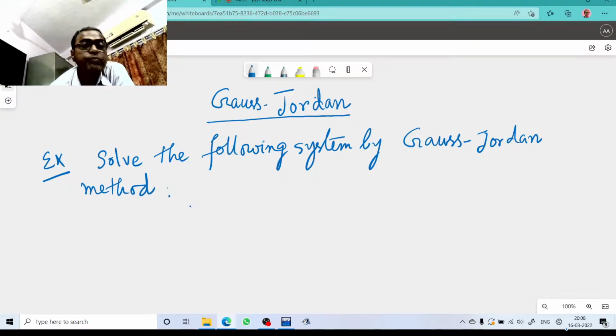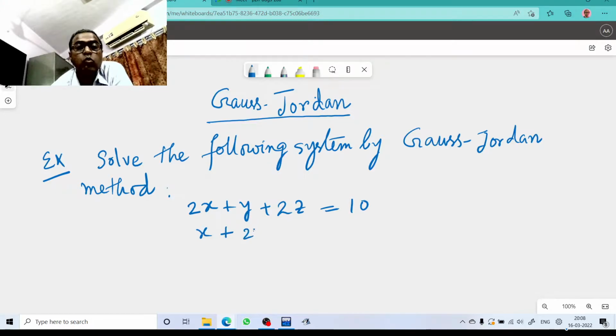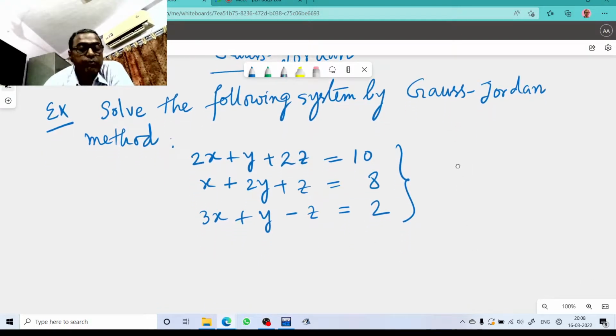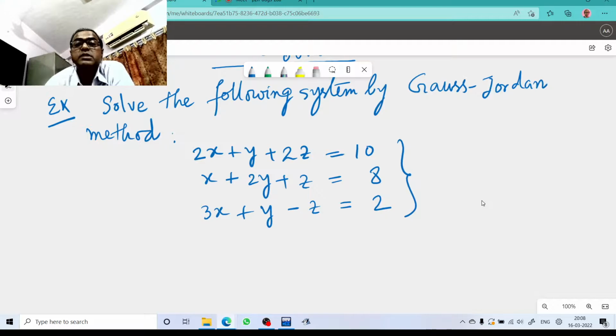The system is 2x plus y plus 2z equals 10, x plus 2y plus z equals 8, 3x plus y minus z equals 2. This is the linear system. We have to solve the system by Gauss-Jordan method.